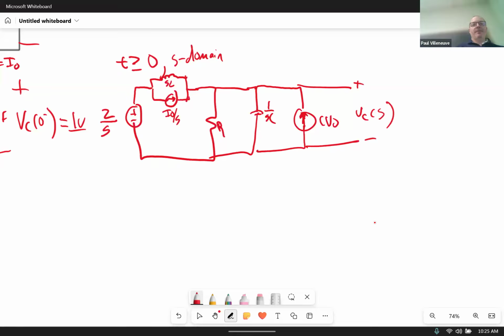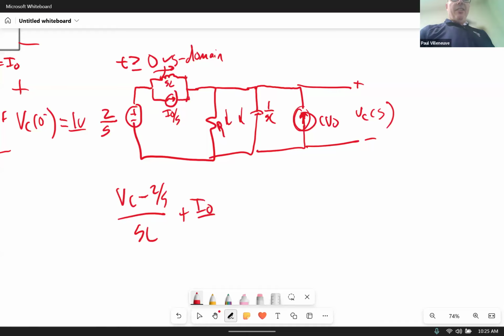Here's VC of S, right? So let's do some currents in here. I have current this way, this way, this way, and that one's already taken into account. So I have VC minus 2 over S divided by SL. That takes care of that current. That's current into the node. Plus, this is a current, that's amps, so there's that one. Now, plus C times V0. Those are all the currents in, right? Check, check. That's going to equal the currents out.